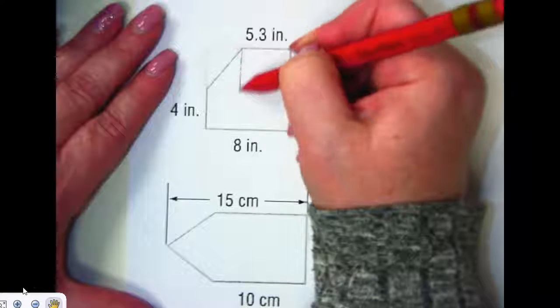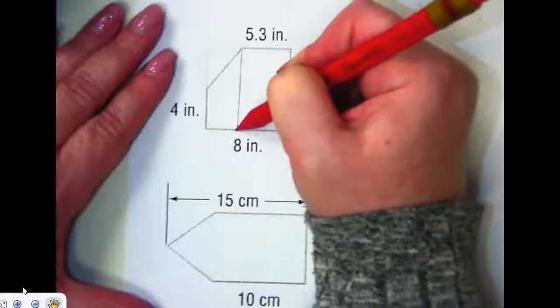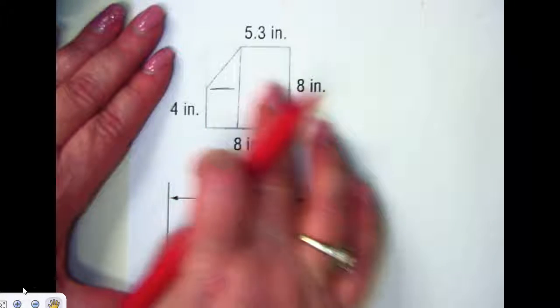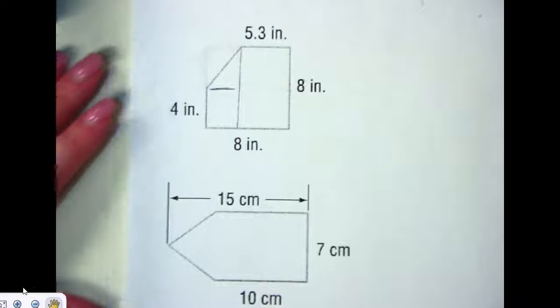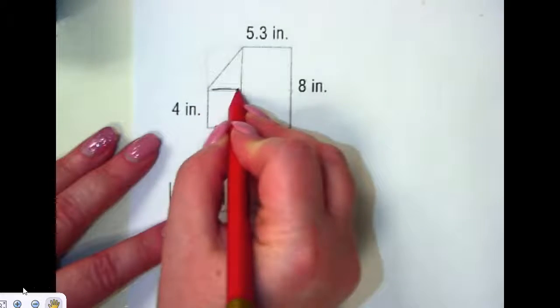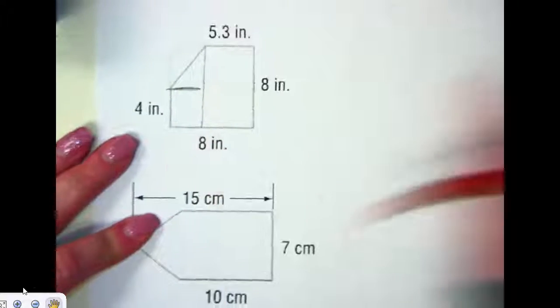Break it all the way this way, and then break that apart. So I have a rectangle and a triangle. Okay, do we want to leave it like that? Are we all okay with that? All right, so let's start with that big rectangle.